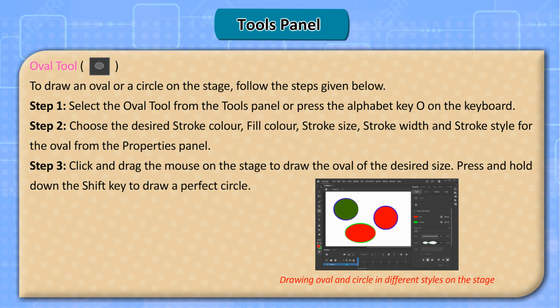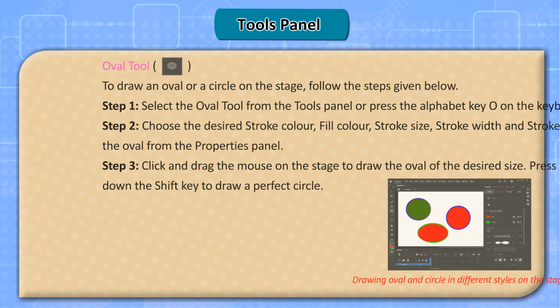Step 3. Click and drag the mouse on the stage to draw the oval of the desired size. Press and hold down the Shift key to draw a perfect circle. Drawing oval and circle in different styles on the stage.